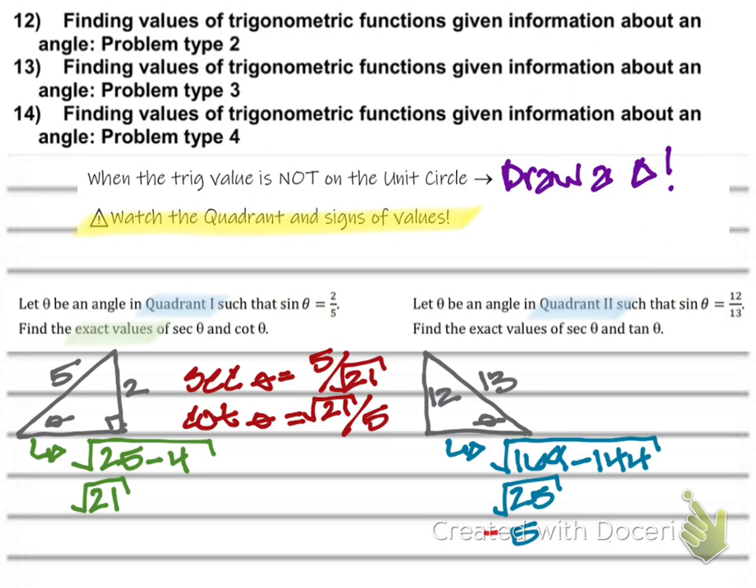So that's why it's so important to pay attention to the quadrant, because you can do the math for the Pythagorean theorem, but you'll get the problem wrong if your sign is incorrect. And then we can find our secant and our tangent.